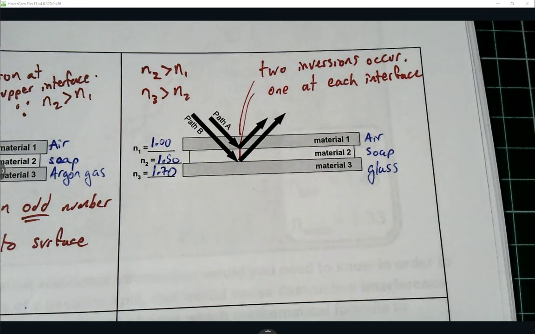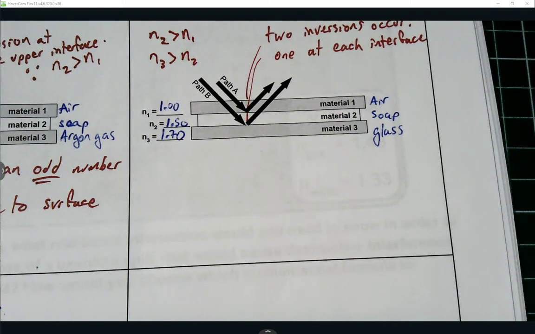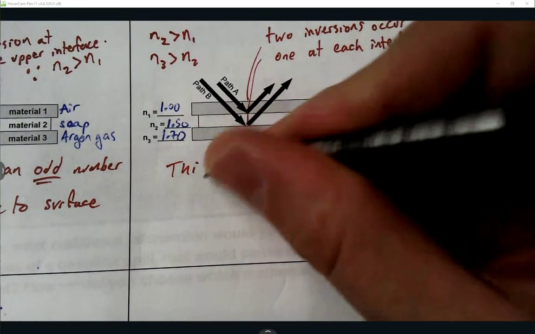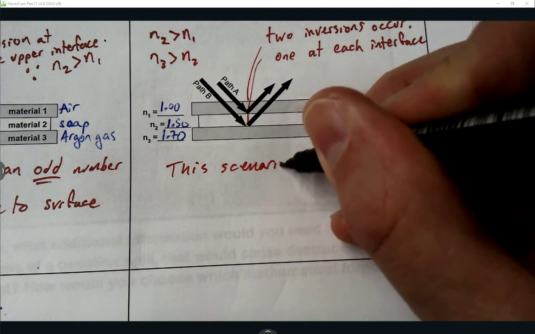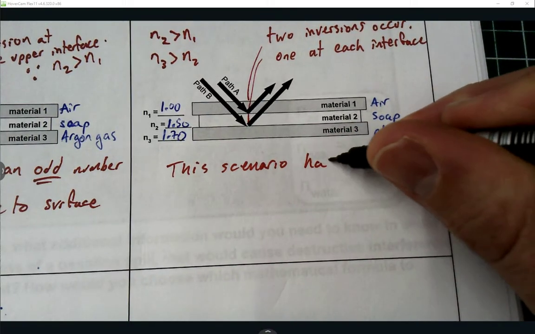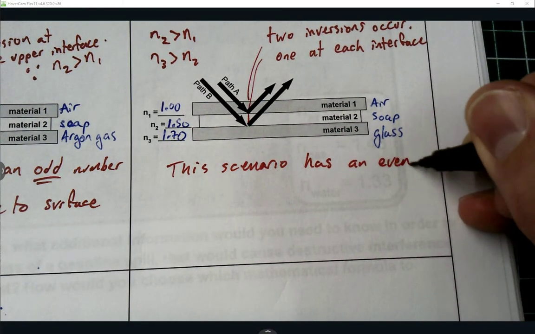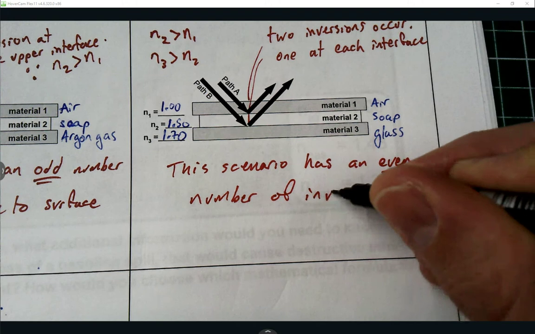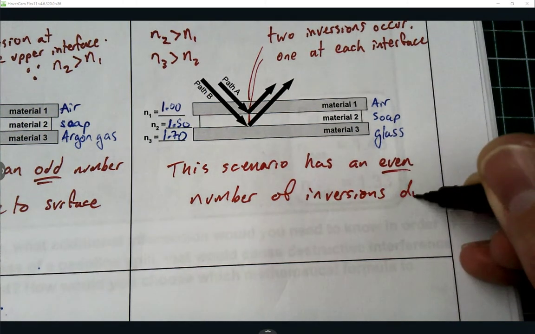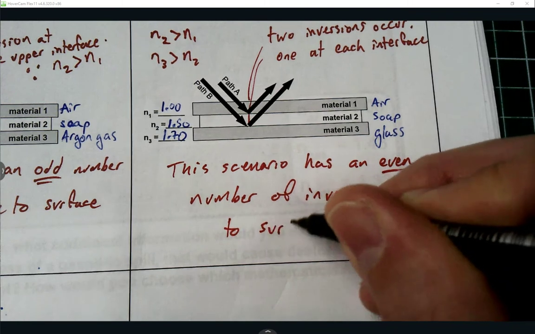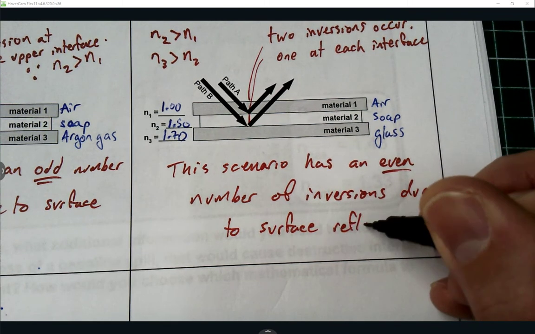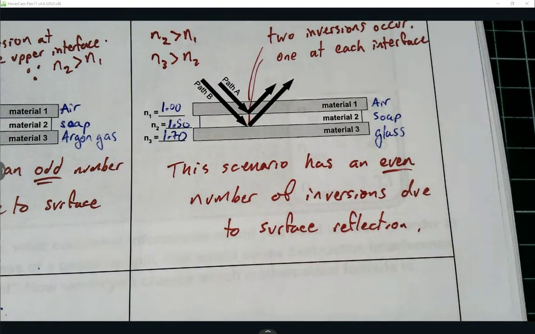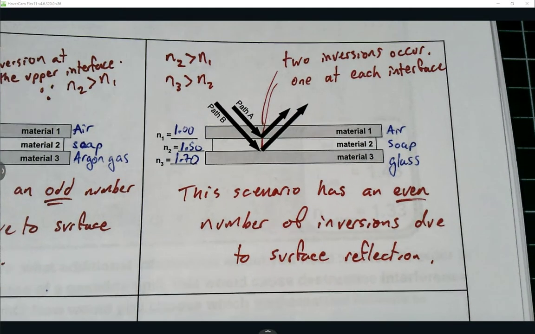Okay. And if there's 2 inversions that occur, I guess it seems obvious, but we can make the similar statement. This scenario has an even number of inversions due to surface reflection. Okay, just an observation. Higher indices of refraction for the reflected material as opposed to the incident material cause wave inversions, like a fixed-ended string.